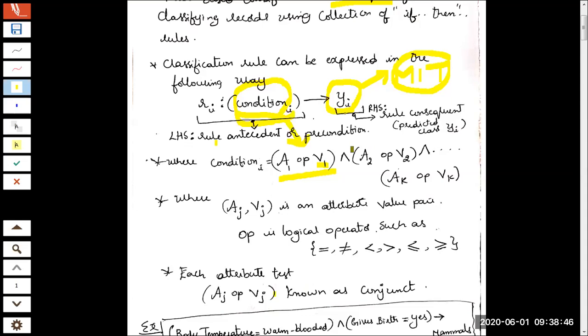And the next condition will be written after an AND. You can see this operator, you can see an AND. This AND will differentiate or distinguish condition 1 from condition 2. Now, what was condition 1? Wearing ID card. Wearing ID card was condition 1.